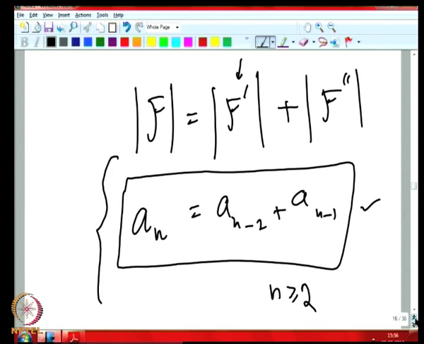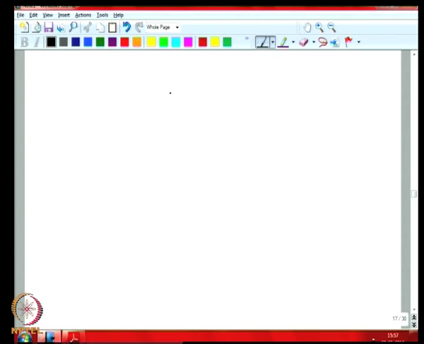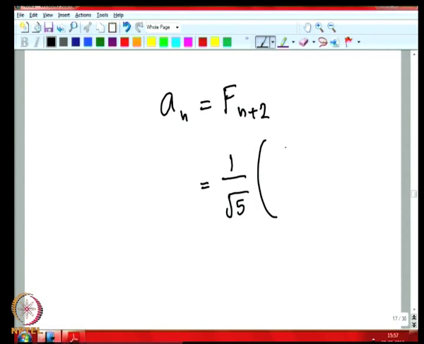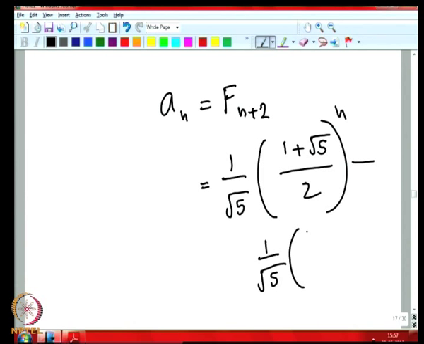Regarding the correspondence, when you check the first initial values, we see that the recurrence relation is valid, but the initial values are a little shifted, in the sense that A0 corresponds to F2. Therefore we can infer that A n equals F n plus 2, as we conjectured, right. And we know the value of this: it is 1 by root 5 into 1 plus root 5 by 2 whole power n plus 2, minus 1 by root 5 into 1 minus root 5 by 2 whole power n plus 2.